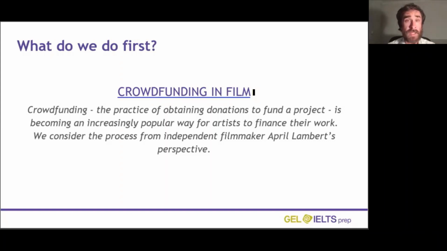So from here, we can see a definition of crowdfunding, which is about obtaining donations to fund a project. So this must be a movie project. This is becoming more and more popular as a way for artists to fund their work or finance their work. This article will be from the perspective of a filmmaker whose name is April Lambert. Okay, now we have some idea of the context of this text. Now we should look at the questions.